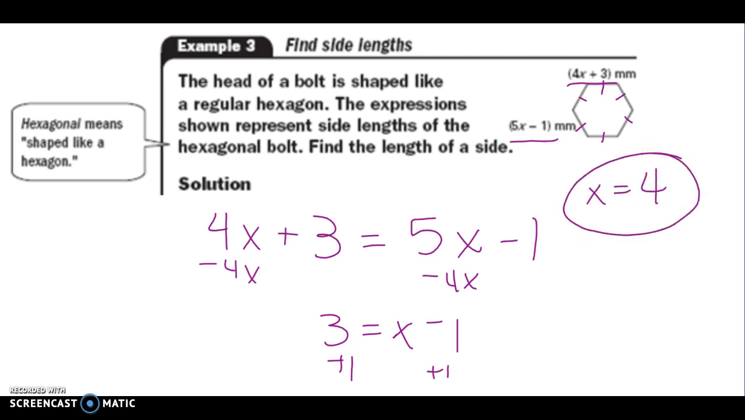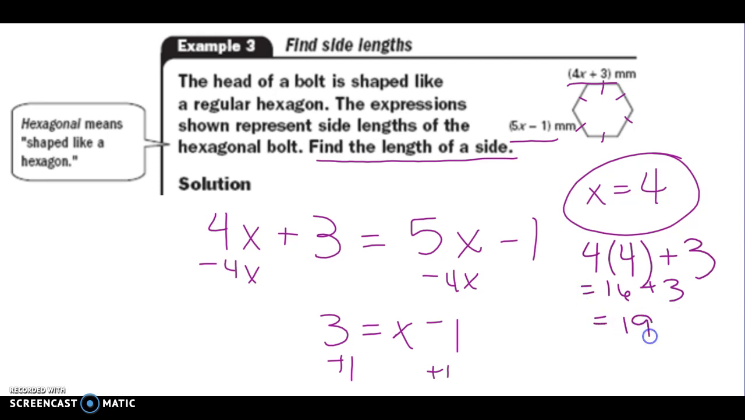Are we done? Nope. Always look at what the question's asking. So we're trying to find the length of a side. So it doesn't matter which one we put it into? No. So I'm going to choose the 4 times x. I'm going to go ahead and put 4 in there. Plus 3. So that makes it 16 plus 3.